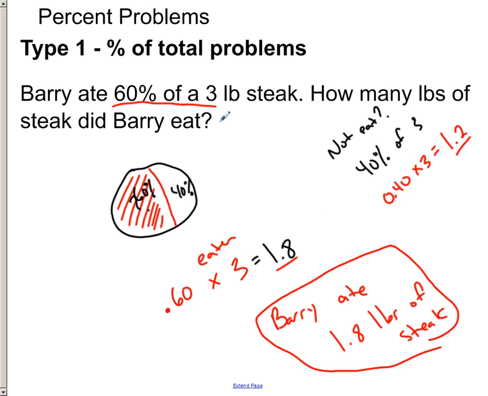So when you read these problems, you need to find out, do we want to find out how much Barry ate or how much he did not eat of the steak? So in this case, he ate 1.8 pounds of steak. It was 60%. So it's not a trick question there. But I just wanted to kind of set the table for what's coming down the pike.